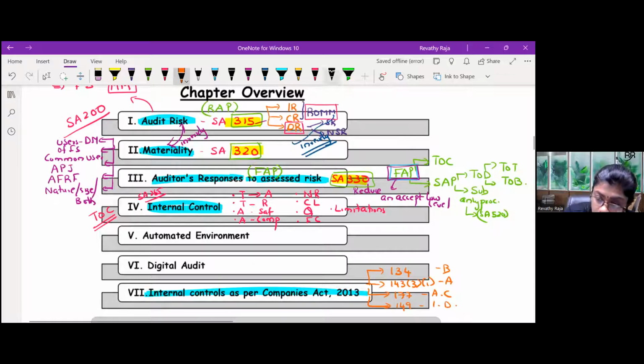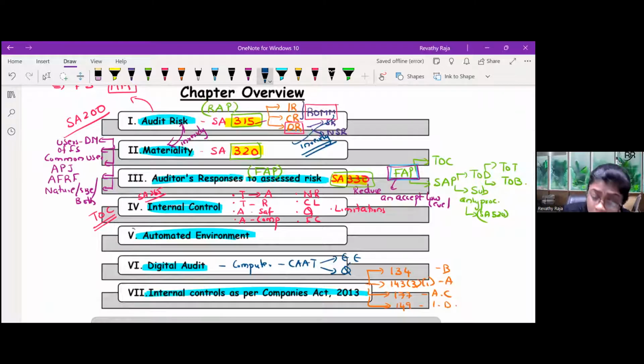Now finally going to the last part, which is automated environment or digital audit. Digital audit means auditing with the help of computer, which is computer assisted audit techniques, computer aided audit techniques. Use of CAT has mainly increased the efficiency, effectiveness, quality of audit, and time saving. So digital audit is the usual audit itself, but by using the computers.